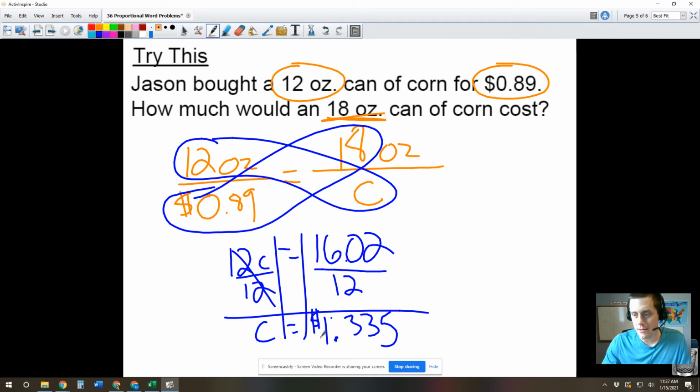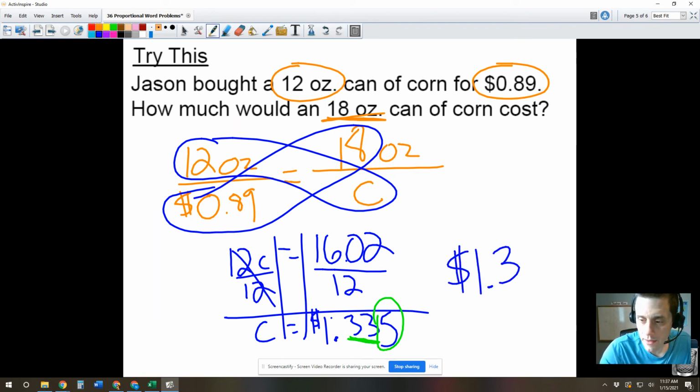$1.335. If I'm talking dollars and cents, I need to round this value to the nearest cent. For money, how many digits do we keep for cents normally? The first two digits after the decimal point. In this case, it's 33. But because I have a third digit, the 5, I'm going to use that 5 to round my cents. So how would a 5 round my 33 cents? 5 and above, give the 33 a shove. So we would round this to $1.34.